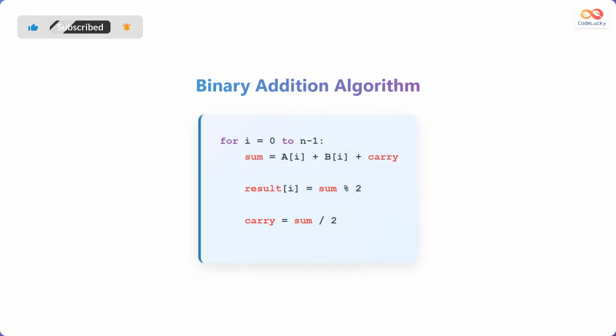Here's a simple algorithm for binary addition. For each bit from 0 to n-1, calculate the sum of the bits in A and B plus the carry. The result for that bit is the sum modulo 2, which is the remainder when the sum is divided by 2. The new carry is the sum divided by 2, representing whether there is a carry to the next bit.